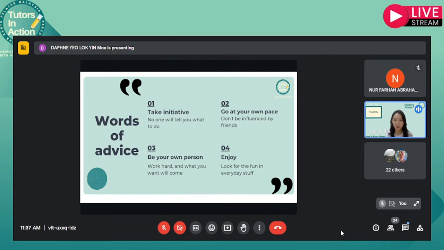And the last one is enjoy yourself. Maybe university life can be mundane if you're only studying every day. Every day you're chasing after deadlines, doing projects, assignments, stuff like that. But you do have to look for fun in your everyday life, like small things that will make you happy. Yeah. I guess that's all from me. If you guys have any questions, you guys can ask.